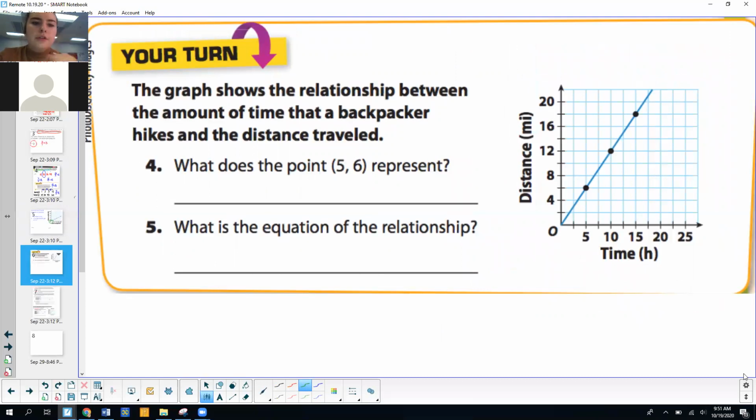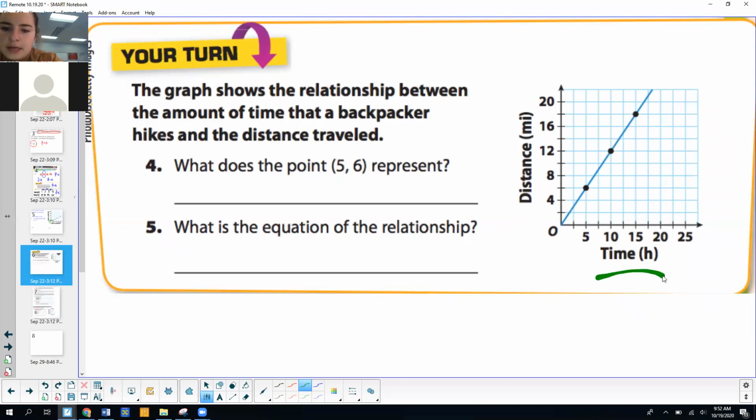All right. The graph shows the relationship between the amount of time that a backpacker hikes and the distance traveled. What does the point 5, 6 represent? So I'm noticing that this is a proportional relationship. It's a straight line and it goes through the origin. I can see that right here. It goes through 0, 0. So what does the point 5, 6 represent?